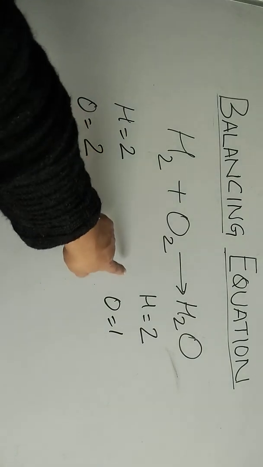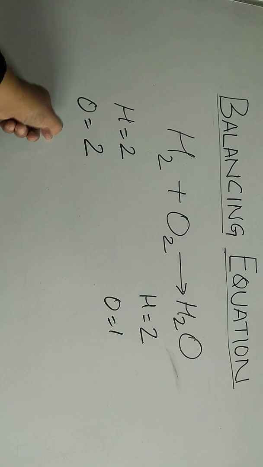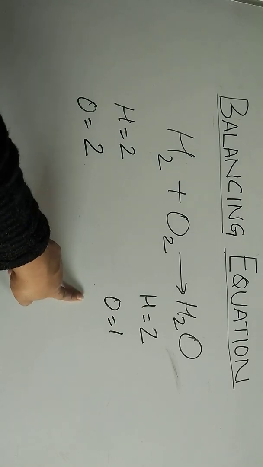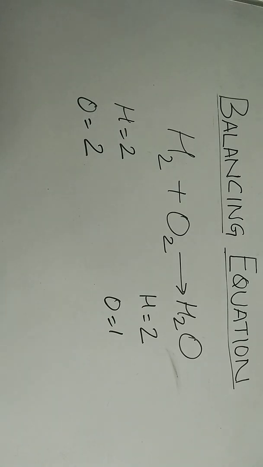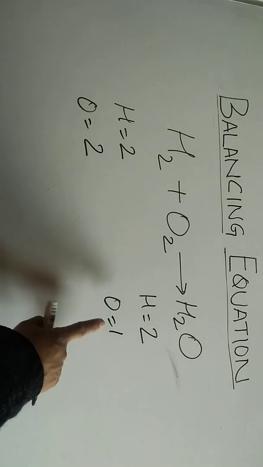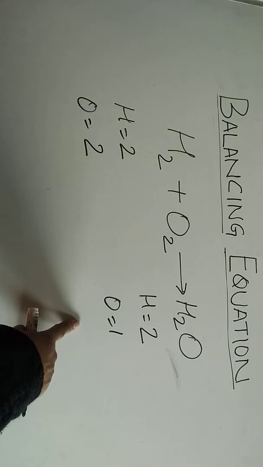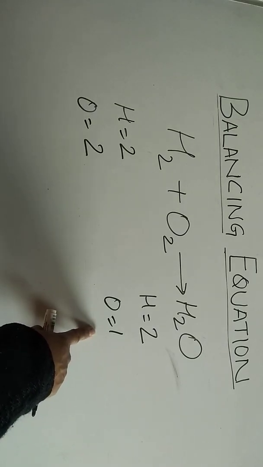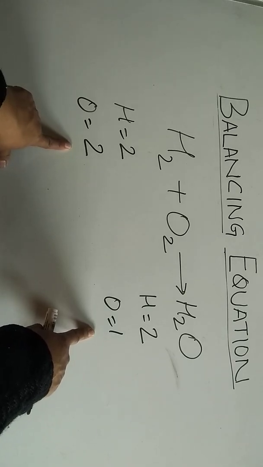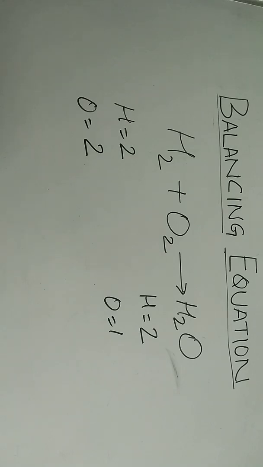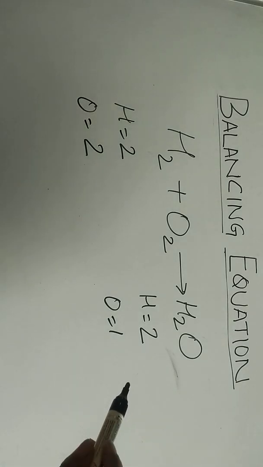Hydrogen this side is already balanced. Oxygen this side, only one this side, so this has to be balanced. So this side has lesser atoms. This is where we are going to multiply. So this 1 has to be multiplied by a whole number so that you get 2. So obviously we are going to multiply this 1 by 2, and like I said, you can only put it in front of the formula.